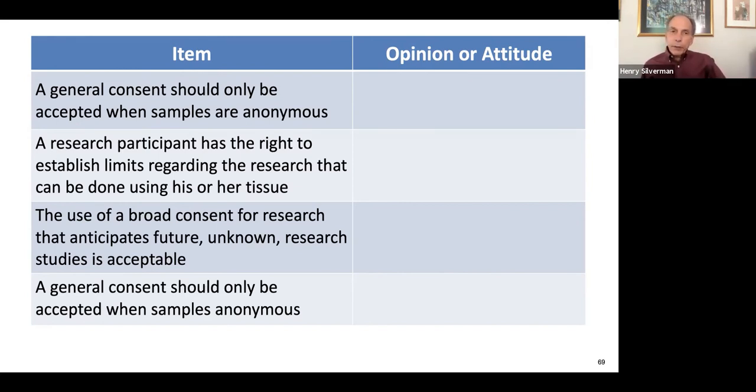The use of broad consent for research that anticipates future unknown research studies is acceptable. Opinion. No, right. Well, depending on your regulations in your country, that could also be a fact. A general consent should only be accepted when samples are anonymous. Should equals attitude. Okay, very good.